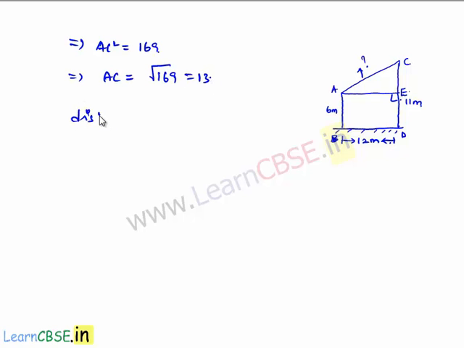Therefore, distance between the tops of poles here is 13 meters.